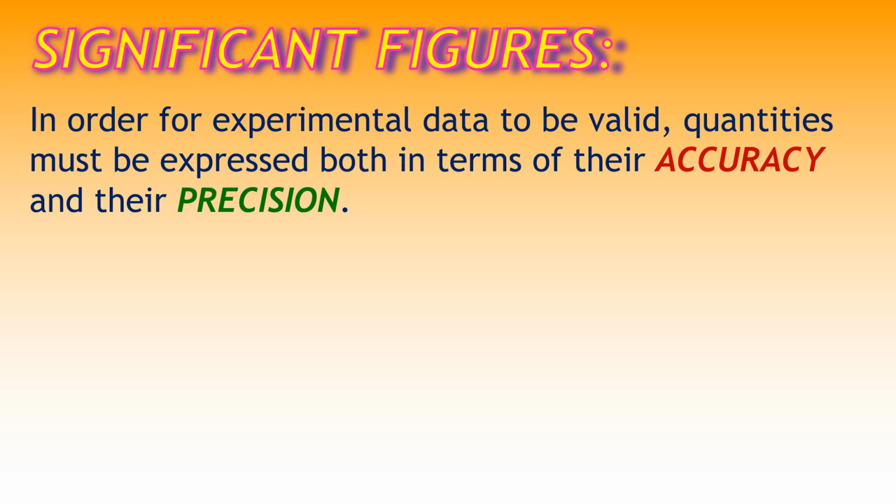These cautions about the metric ruler or how to read the graduated cylinder, I'm sharing these with you because, frankly, there's no such thing as a perfectly accurate or perfectly precise instrument. There are limitations. Yet at the same time, we want our experimental data to be valid. We want our quantities to be expressed in terms of both their accuracy and their precision. One way we try to deal with that is through significant figures.